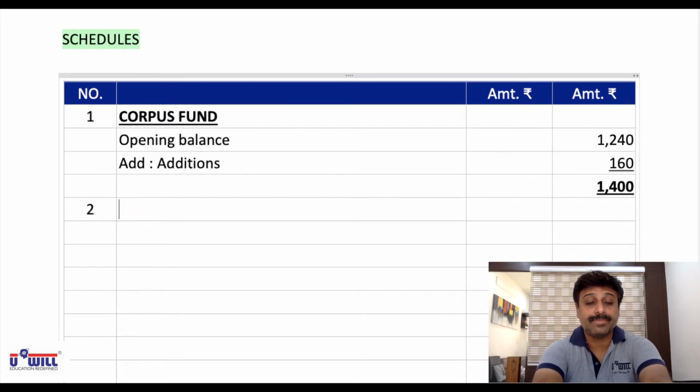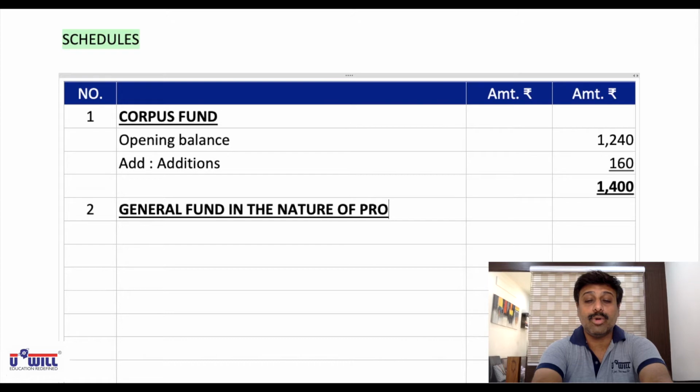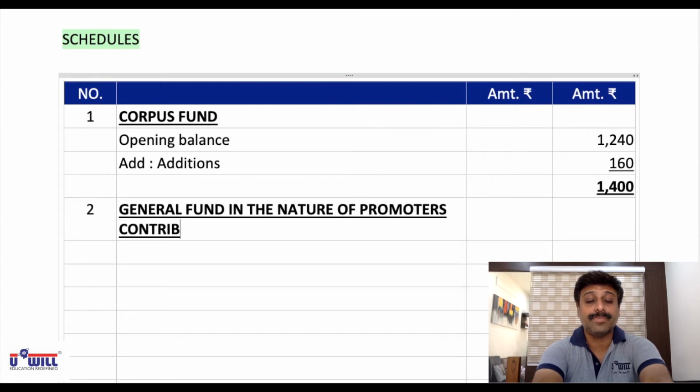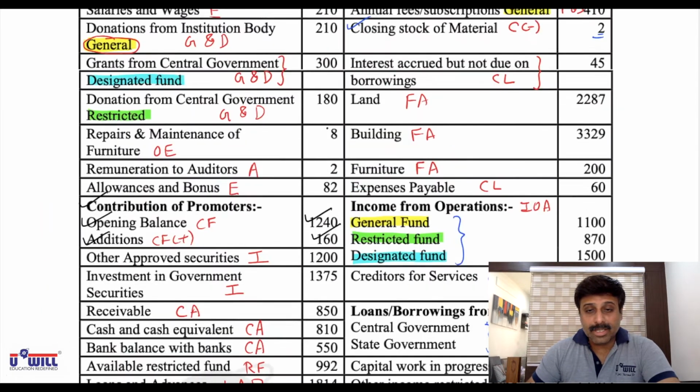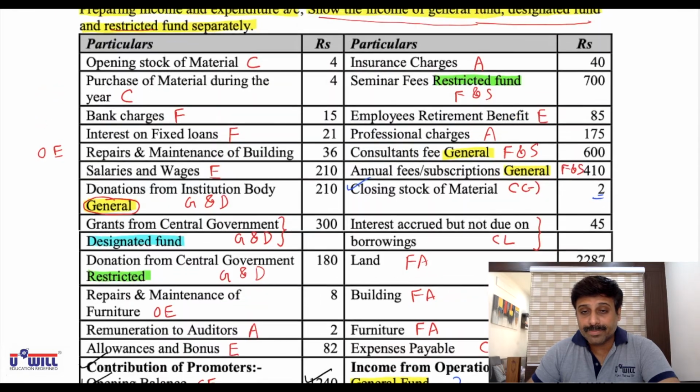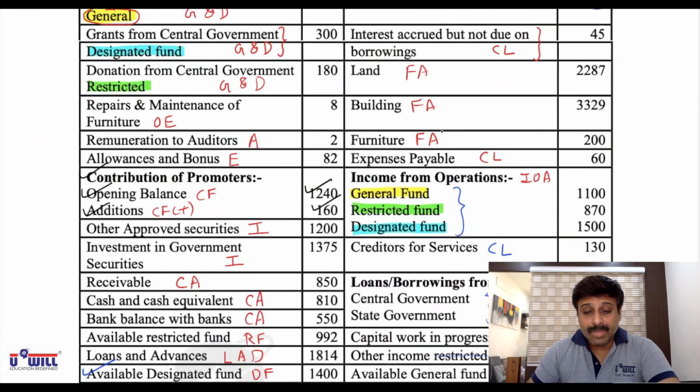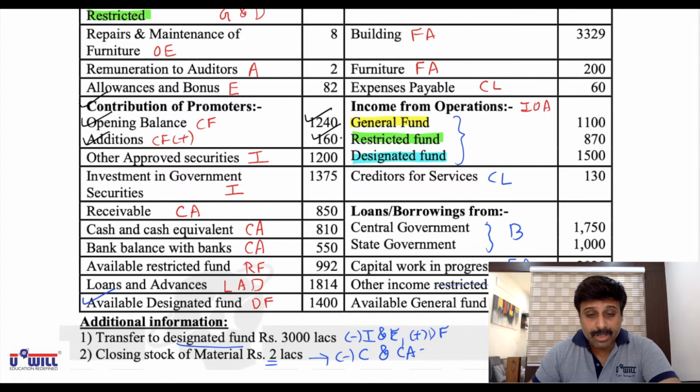Then second, what we write is general fund in the nature of promoters contribution. Okay, GFP marked items. So look at the things everyone. GFP, general fund in the nature of promoters contribution. Available general fund must be given to you.